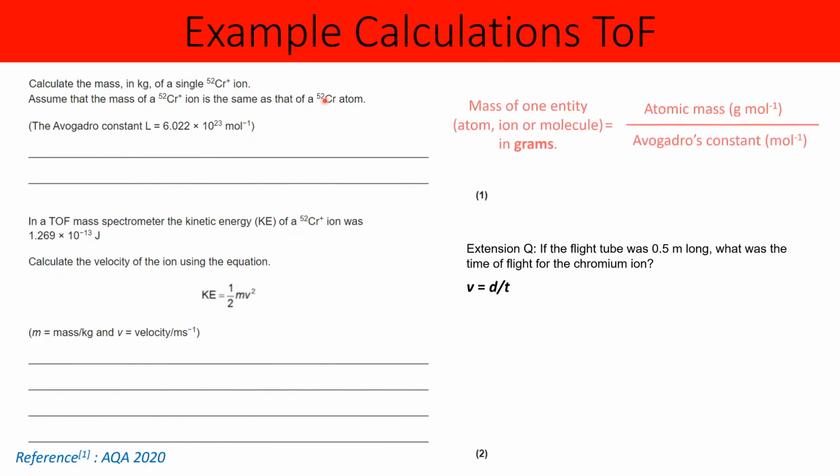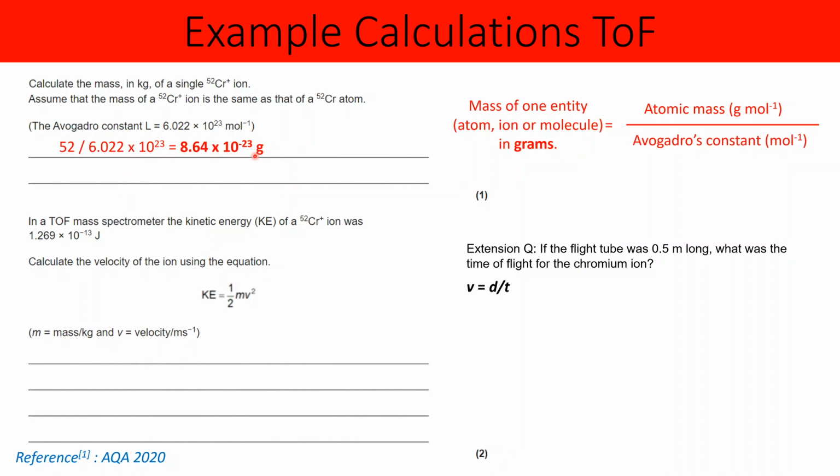Well, pretty straightforward. If we ever want to work out the mass of one entity, that's either an atom, an ion, or a molecule in grams, then you do whatever the mass per mole is, so that might be atomic mass or relative formula mass, okay? Whatever the mass per mole is, divided by Avogadro's constant. And that will give you your mass in grams. So I know that this chromium ion or atom weighs 52 grams per mole. So 52 divided by Avogadro's number gives me 8.64 times 10 to the minus 23.